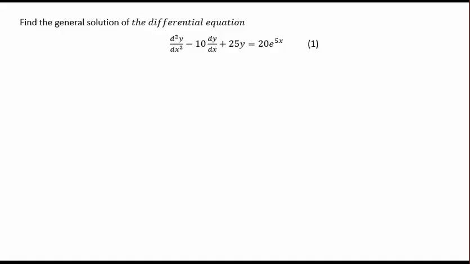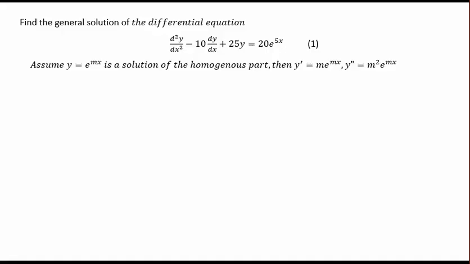So to start off, let's assume y equals e to the mx is a solution of the homogeneous part. The homogeneous part is essentially the left-hand side, where we equate the left-hand side to 0. If we assume that y equals e to the mx, the first derivative using the chain rule is m e to the mx, and our second derivative is m squared e to the mx.